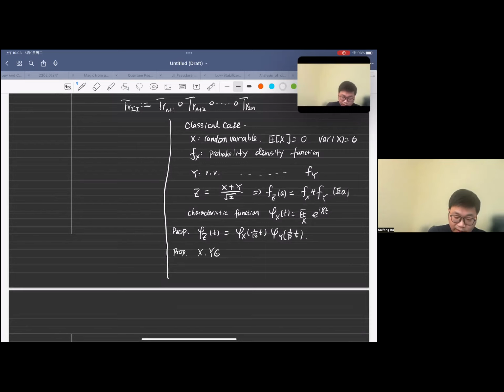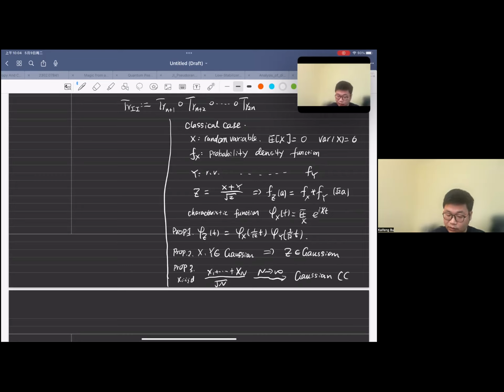And if x and y are both Gaussian, then z is also Gaussian. Which means the classical convolution of Gaussian distributions is still Gaussian. And if we keep doing the convolution again and again, so for example, we consider the nth convolution, x1 plus x2 up to xn, where each xi is an i.i.d. random variable, then in many situations it will converge to a Gaussian distribution. This is the classical central limit theorem.